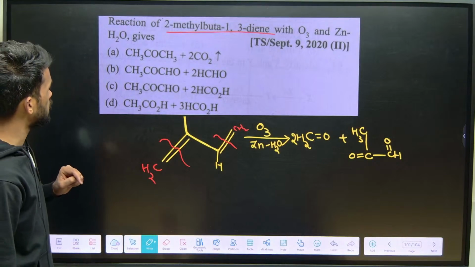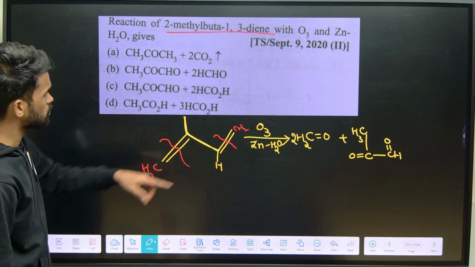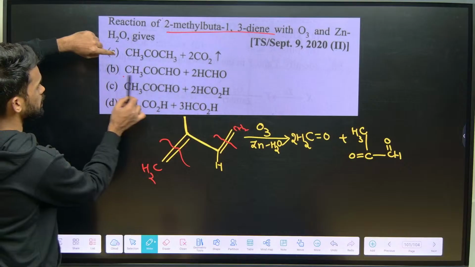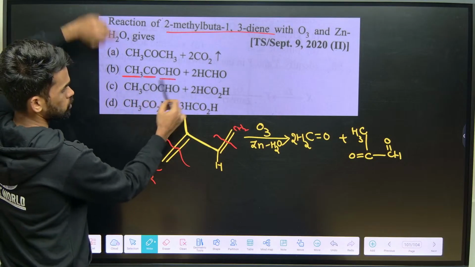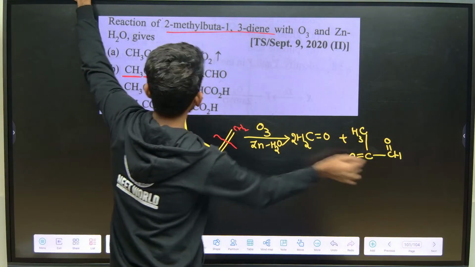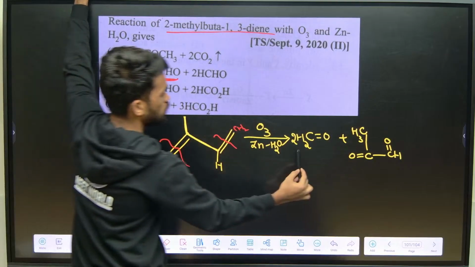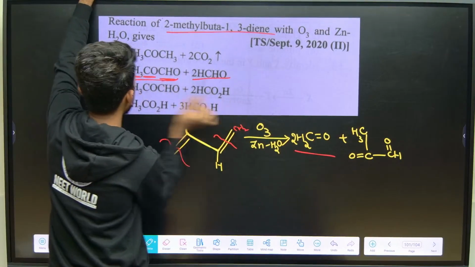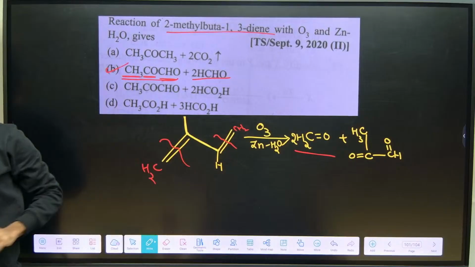So that is nothing but, look at the options, where do we have that kind? See, CH3 CO CHO. Yes, this is what we got. And 2 formaldehydes. Yes, 2 formaldehydes. So option B will be your answer for the question.